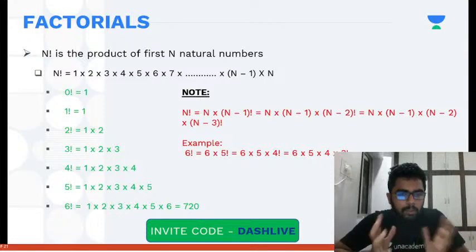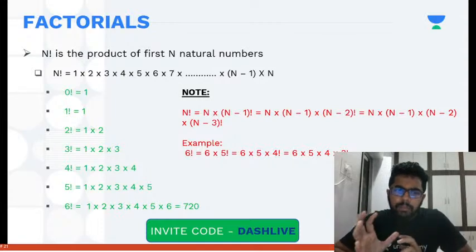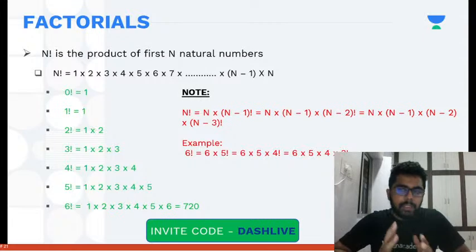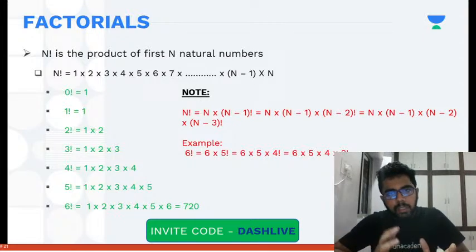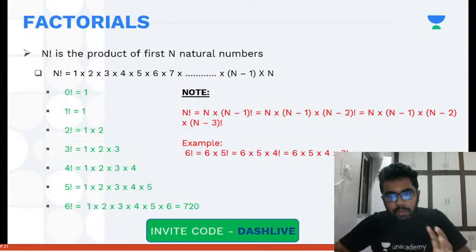Now, if I take any factorial, let us say I take 5 factorial. Can I write it as 5 into 4 factorial? Because 1 into 2 into 3 into 4 gives me 4 factorial, and then 5. So 5 factorial can be written as 5 into 4 factorial. Similarly, it can be written as 5 into 4 into 3 factorial, because 1 into 2 into 3 is 3 factorial. So based on that principle, n factorial can be expanded as n into n minus 1 factorial. Same logic, n minus 1 factorial can be written as n minus 1 into n minus 2 factorial.